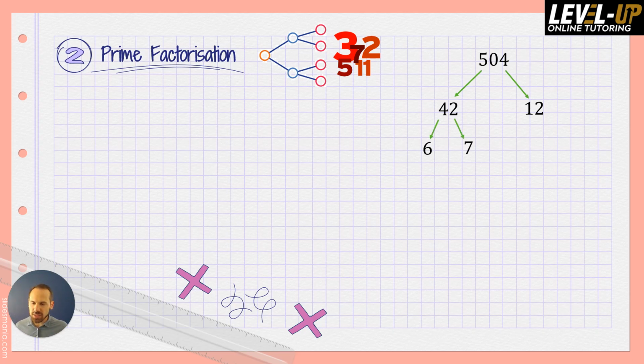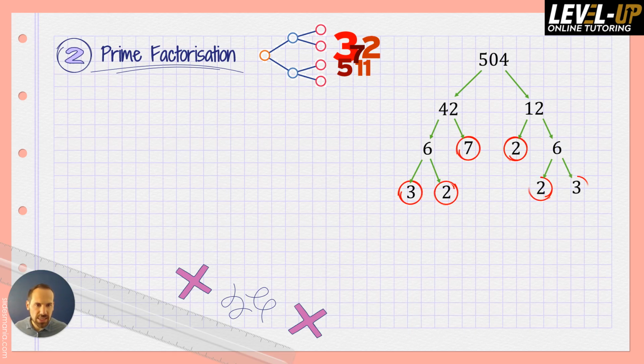So 42 we can split up into 6 times 7. 6 goes into 3 times 2. Similarly, 12 can be split up into 2 times 6. 6 can be split up into 2 times 3. And then again, these numbers at the end of the branches of this tree diagram make up your prime factorization, which we can put together like that. So you've got 3 factors of 2, 2 factors of 3, and then 1 factor of 7.